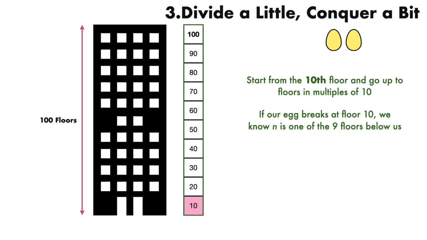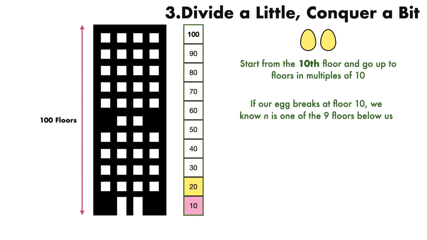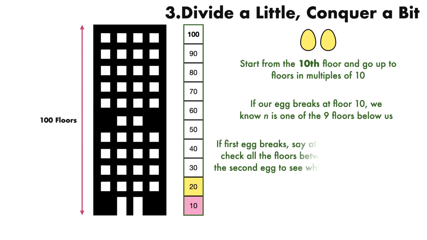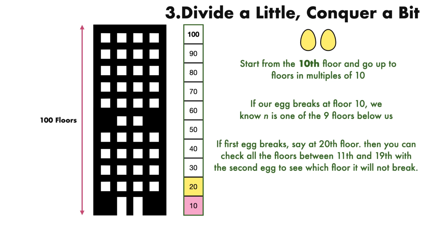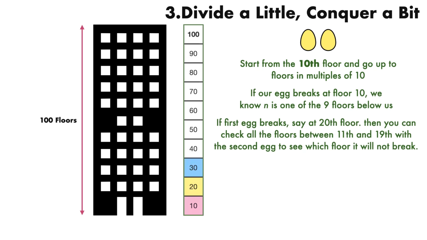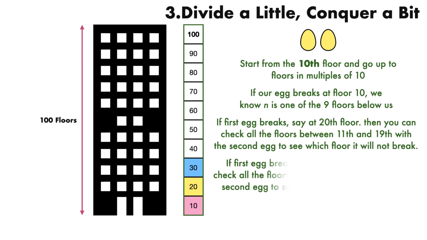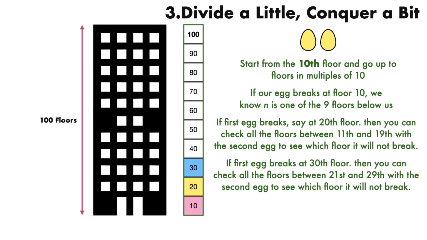If our egg breaks at floor 10, we know n is one of the 9 floors below us. If the first egg breaks, say at the 20th floor, then you can check all the floors between 11th and 19th with the second egg to see which floor it will not break. If the first egg breaks at the 30th floor, then you can check all the floors between 21st and 29th with the second egg to see which floor it will not break. In this case, the worst case number of drops is 19.